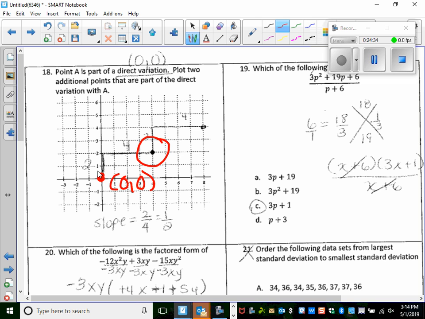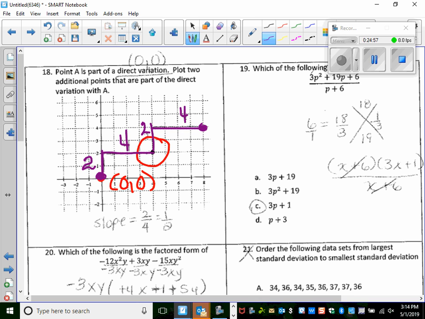So if you know 2 points, here's my direct variation one. Now you can do the slope. See how we do that? And this is rise over run, 2 over 4. So all I got to do is do that again, 2 over 4. And now I have my second point right there.